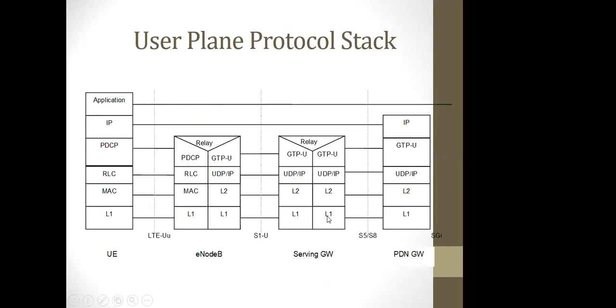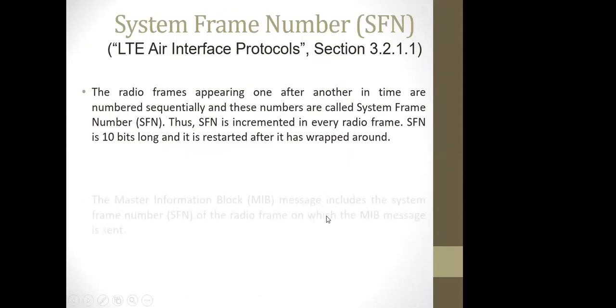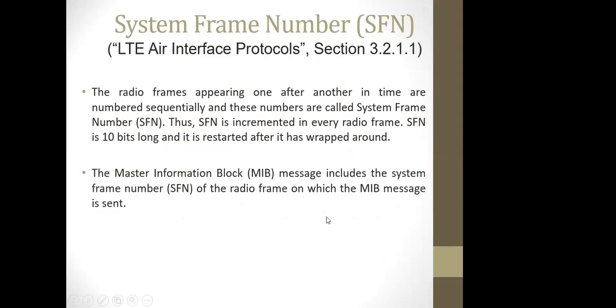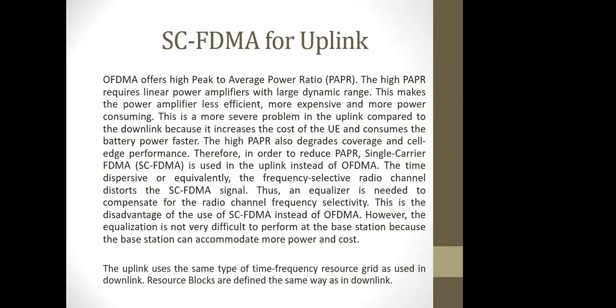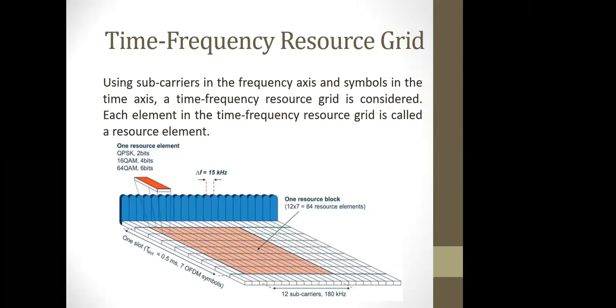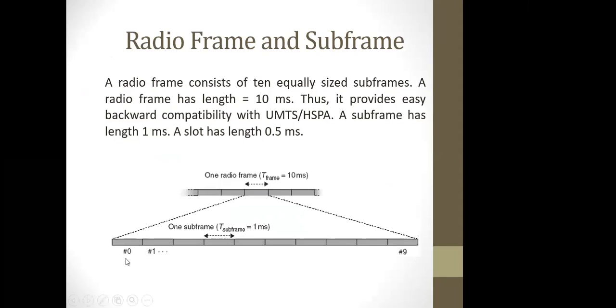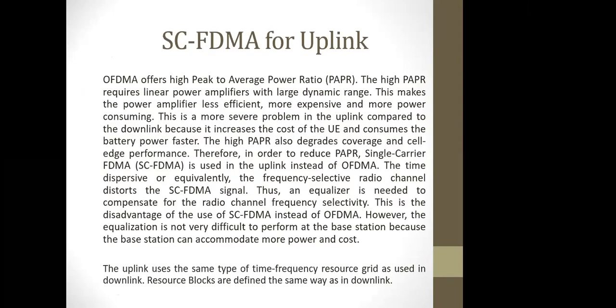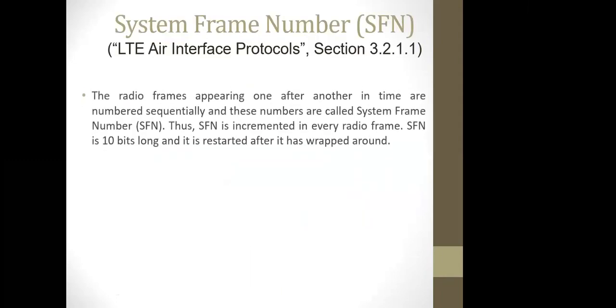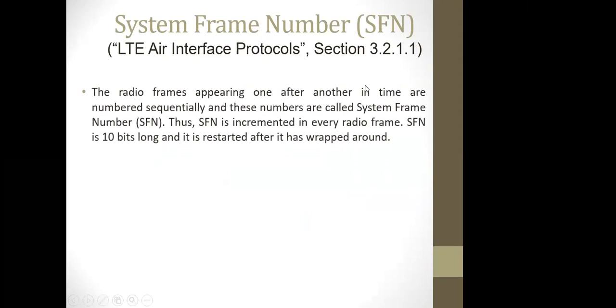This is what I added here. Just one last thing: system frame number. We know that the radio frames, each 10 milliseconds long, appear one after another in time. These radio frames are numbered, and it is called the system frame number, SFN. Radio frames appearing one after another in time are numbered sequentially.